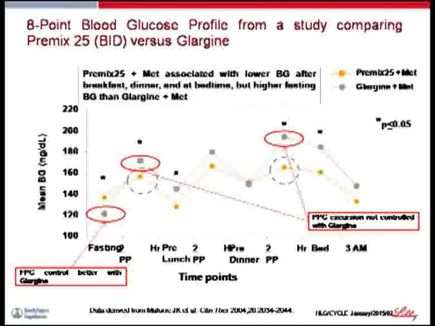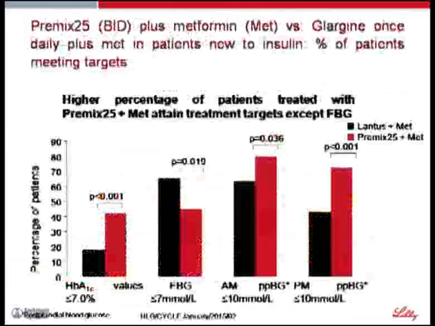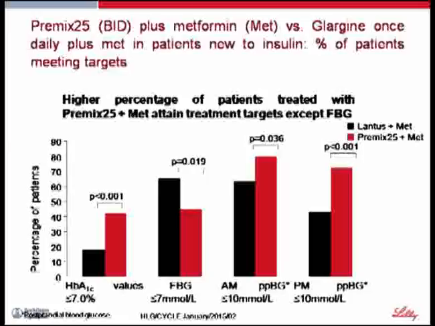Whereas if you look at the premixed insulin, the fasting may not be controlled as much as with glargine, but still the postprandial surges are well controlled with premixed insulin. And if you look at the results of this study, a higher percentage of patients treated with premix attained treatment targets except fasting.